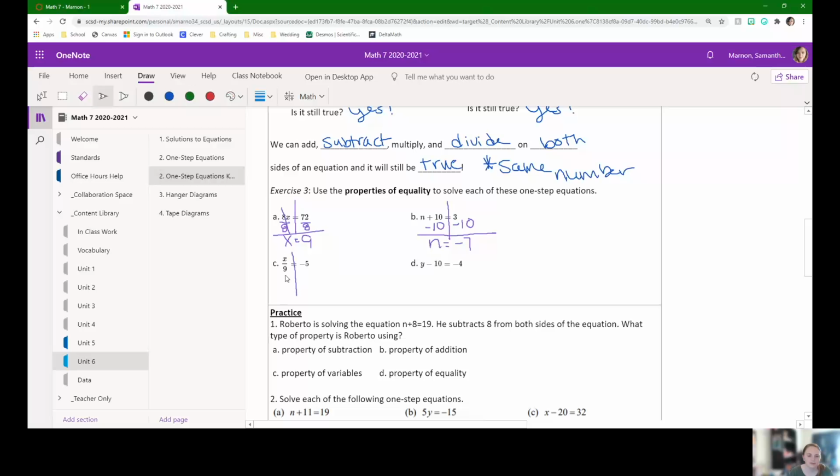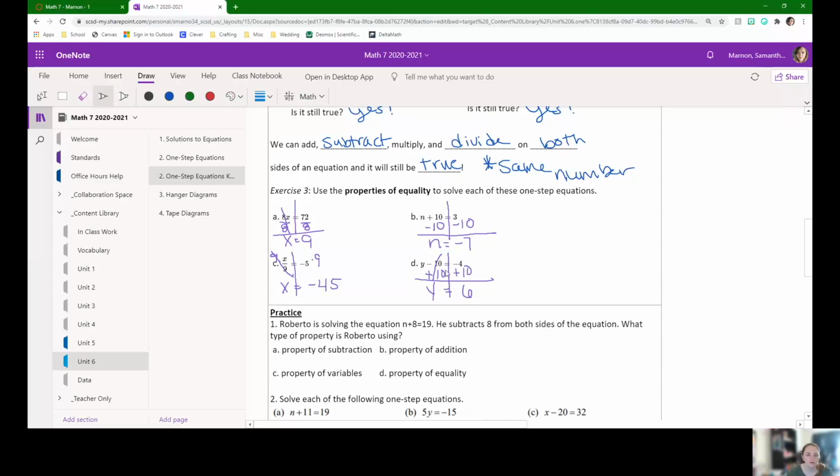Part C, we have x divided by 9, so I need to do the opposite, which is times 9. 9 divided by 9 is 1, so it goes away. We're left with x equals -5 times 9, which is -45. Next one, we have y minus 10 equals -4. So let's add 10 to both sides. These zero out, and we're left with y equals 6.